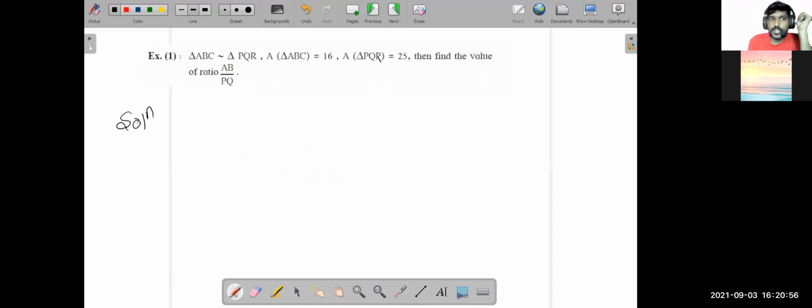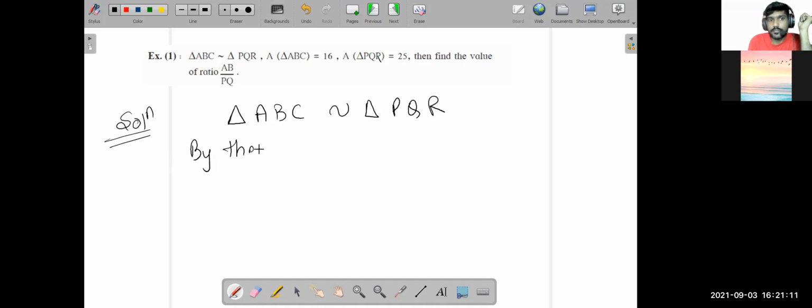Now, for this, we'll use the theorem that we saw. Firstly, triangle ABC is similar to triangle PQR, this is given to you. Now, by the theorem on ratios of areas of similar triangles, the theorem which we just saw now.